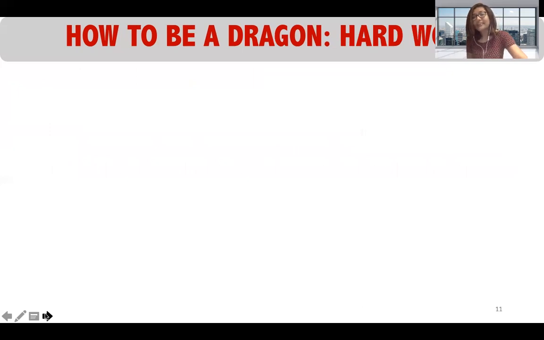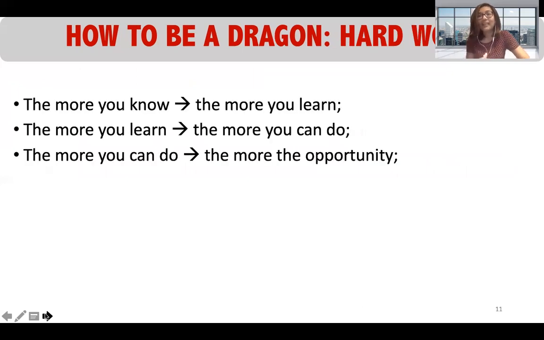The second important thing is hard work. We can be courageous, and we can say that we will do whatever needs to be done to be successful and to have our own path. But that also requires extreme effort. And there is this virtuous cycle: if I know more, I will learn more. If I learn more, I can do more. And once I can do more, there will be just more opportunities. Some of them will actually work out.